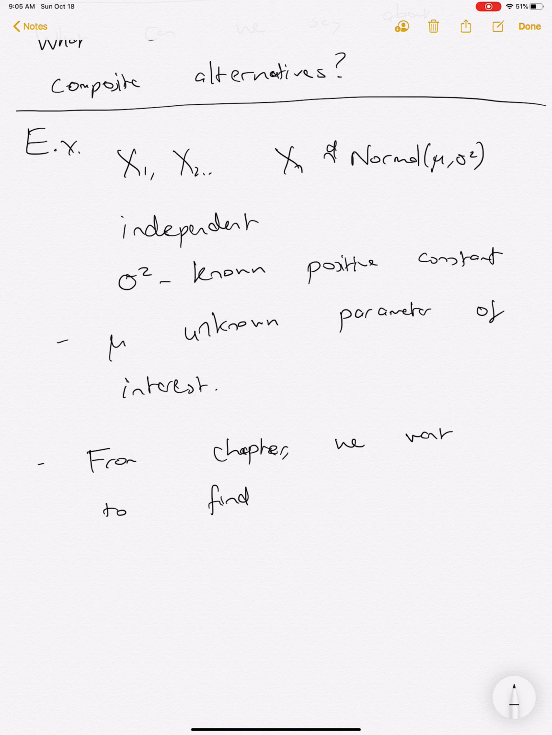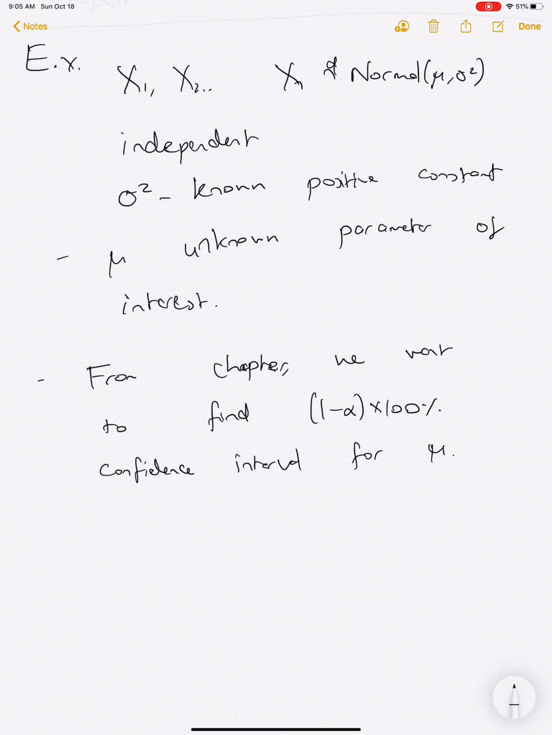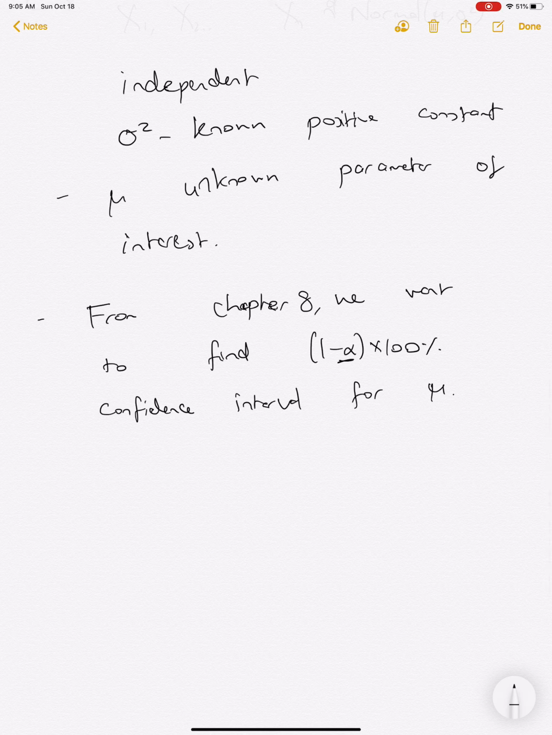We want to find a 1 minus alpha times 100% confidence interval for mu. This should be from chapter 8. One thing to note is that this alpha appears here, and alpha also appears in the size of the test, and that's going to be instructive because it's going to allow us to connect these two things very easily.